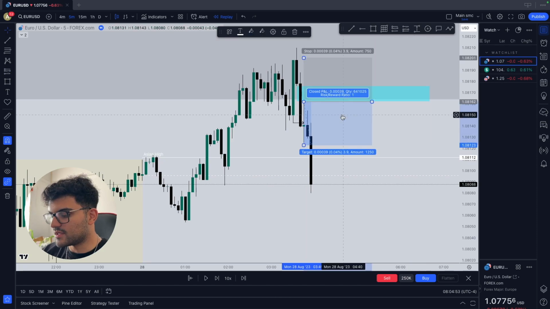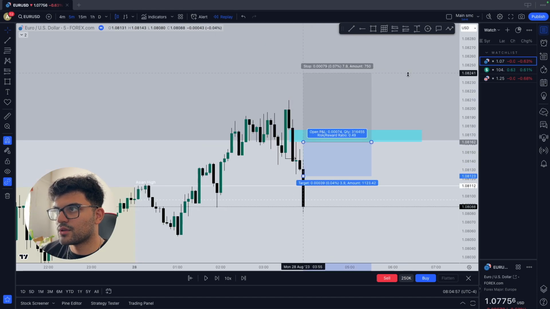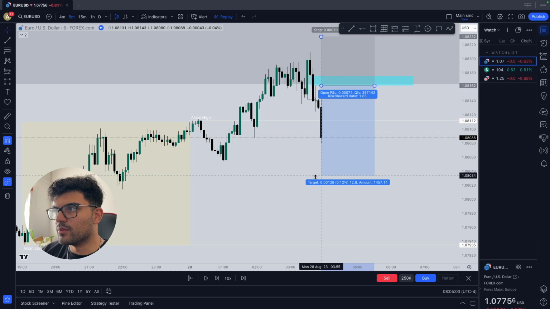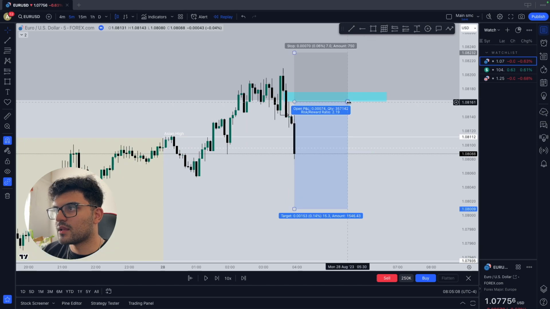So I had my order set right there. My stops were 7 pips right above there, and my take profit was a simple 1 to 2, but with commission and spread it became a 1 to 2.19, I believe, and I just let it run.